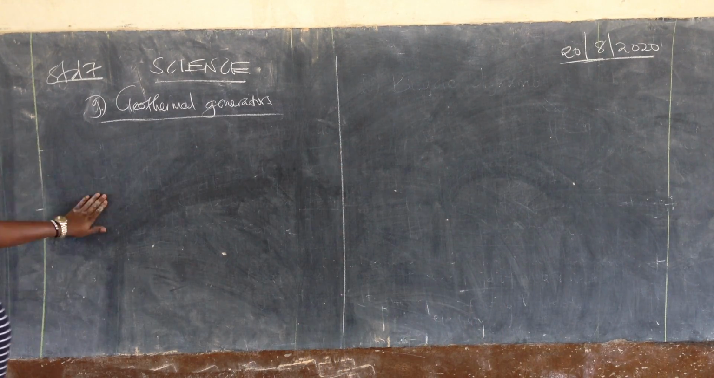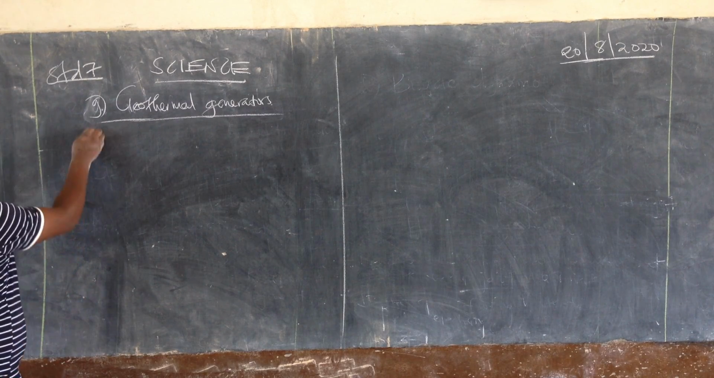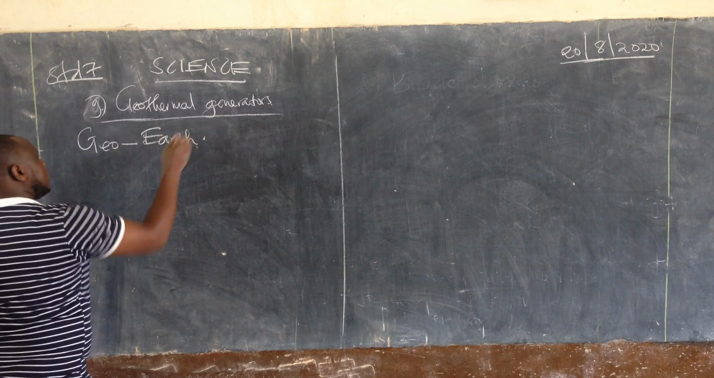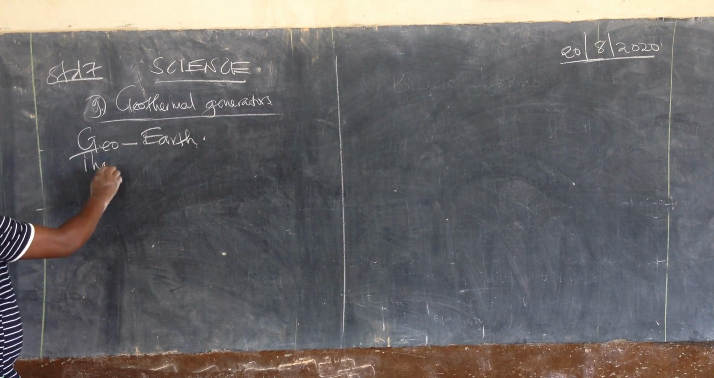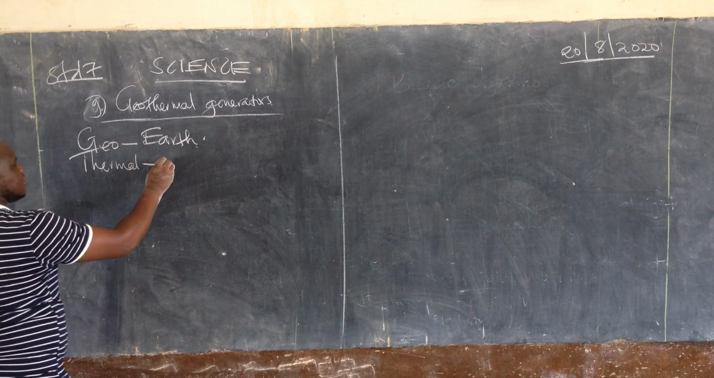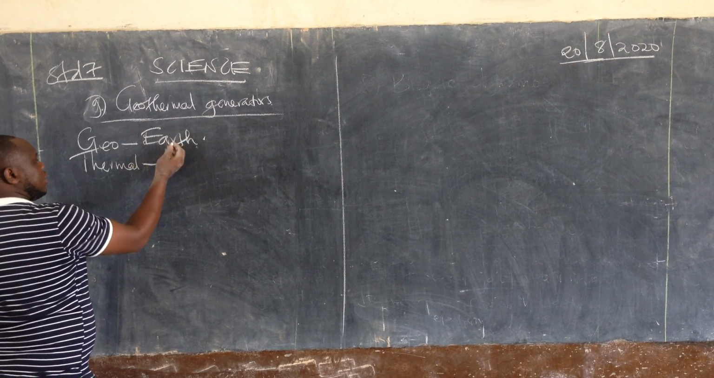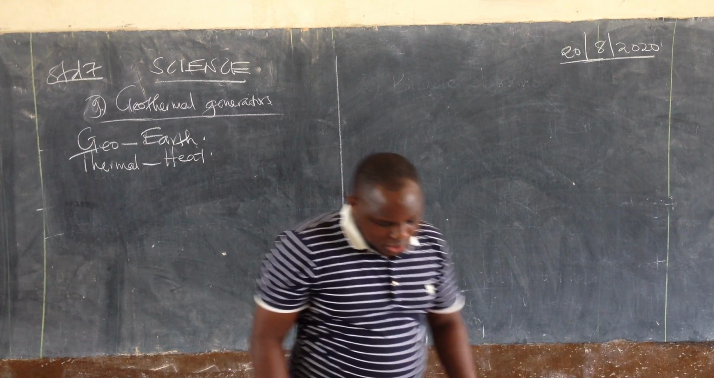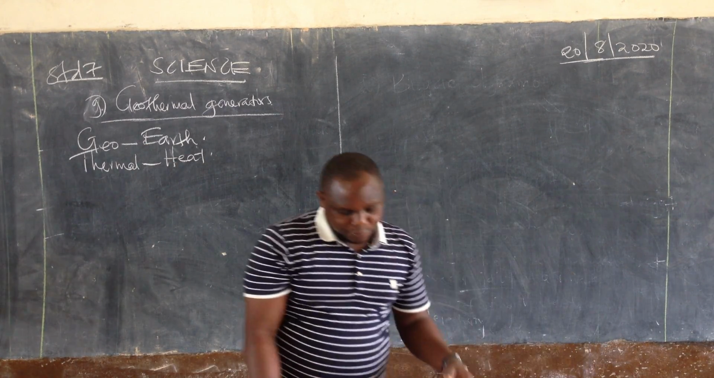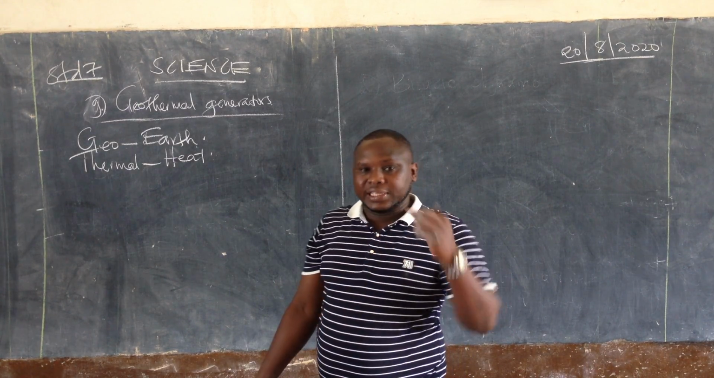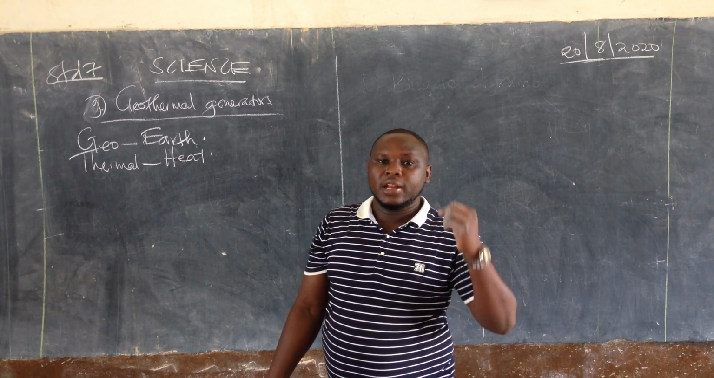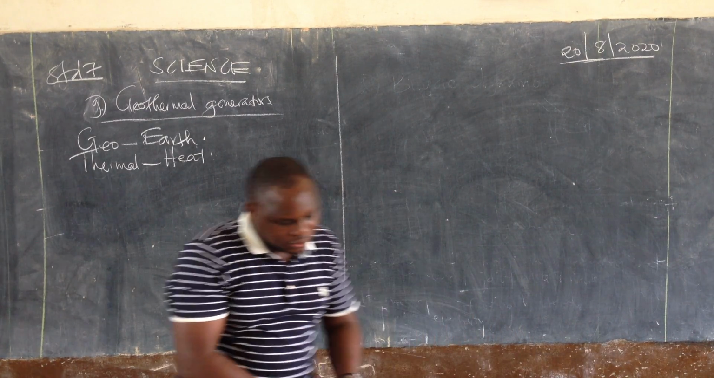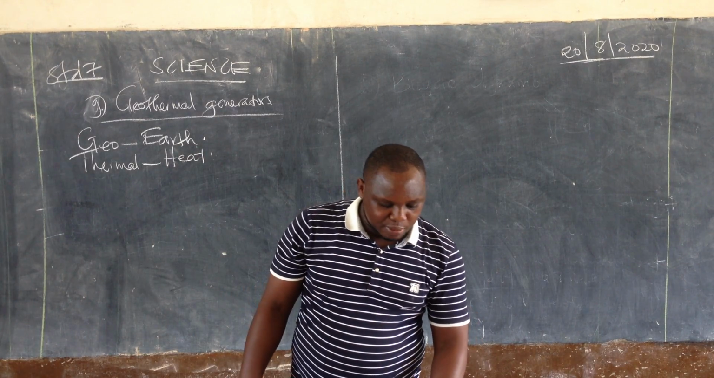Now I will explain something about the geothermal. Geo, the word geo means earth, and then we have thermal, which means heat. Now, geothermal, so this is exactly heat that comes from underground that is used to run turbines. So a geothermal generator is a large generator that produces large amounts of electricity. Geo means earth and thermal means heat.